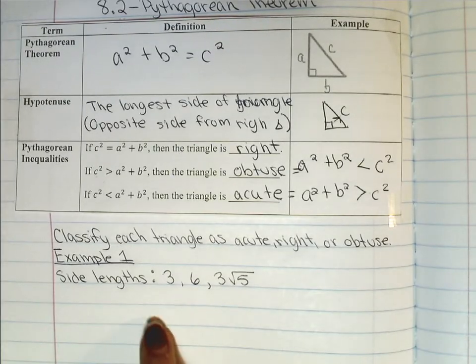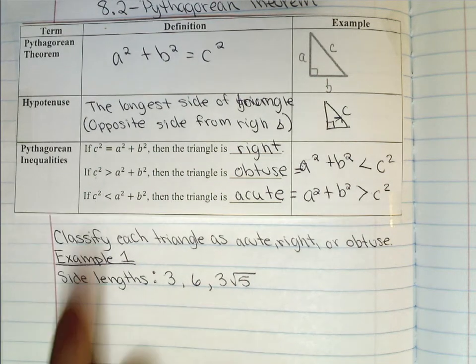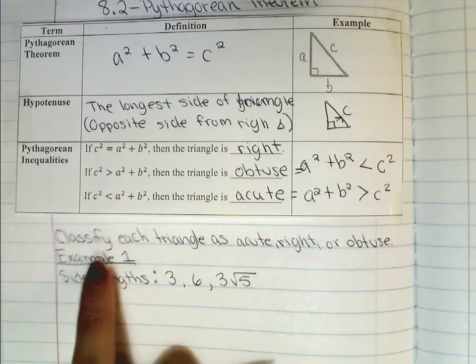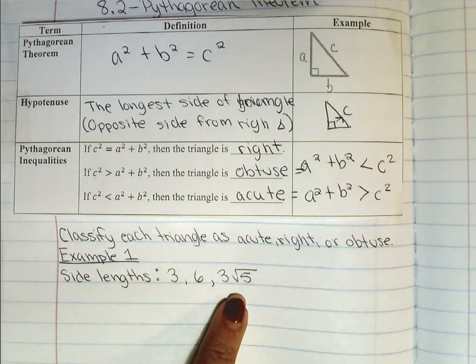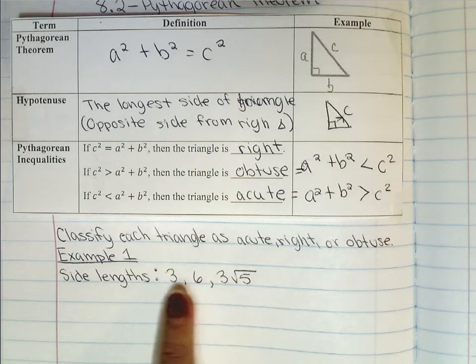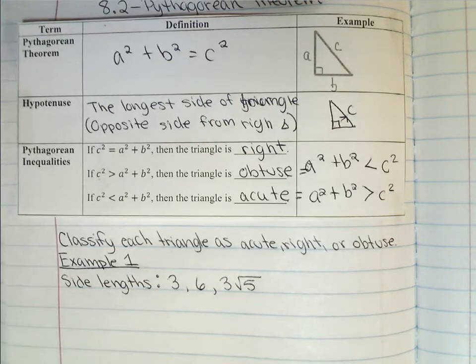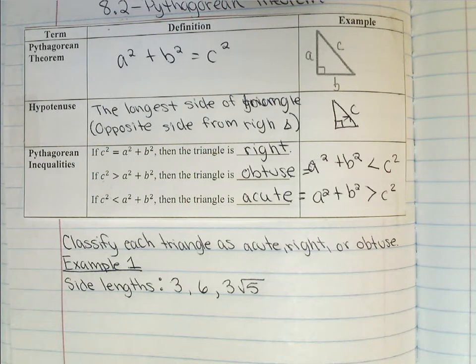So for example 1, we're classifying the triangle as either acute, right, or obtuse by using the Pythagorean inequalities. And they gave me 3 side lengths. They gave me 3, 6, and 3 square root of 5. First thing you have to do is determine which one is the c. Because remember, c has to be the greatest number, the longest side of the triangle.